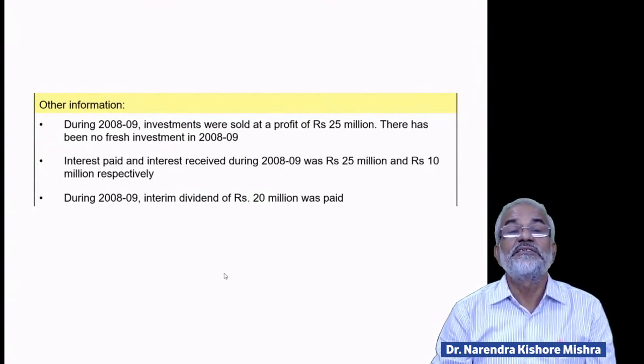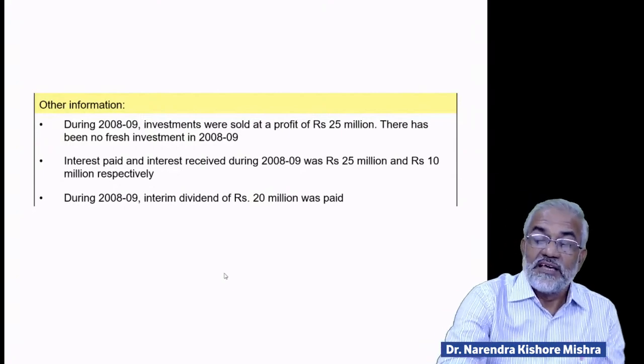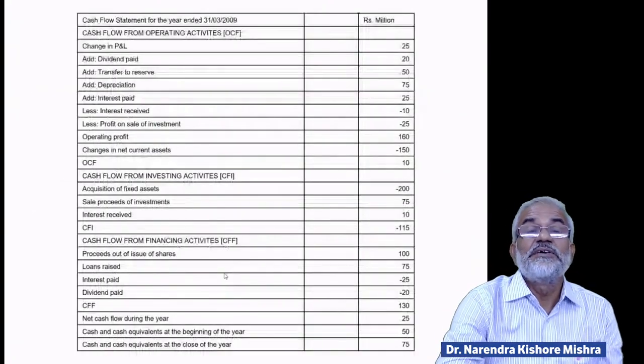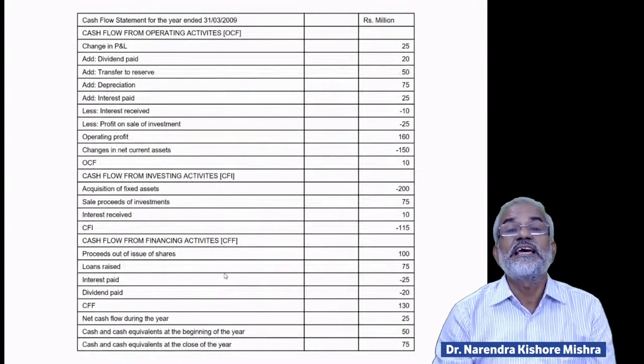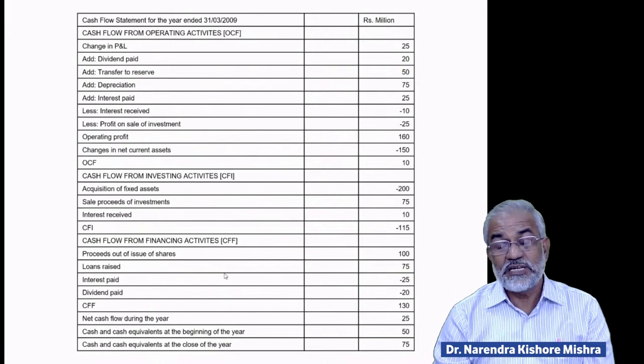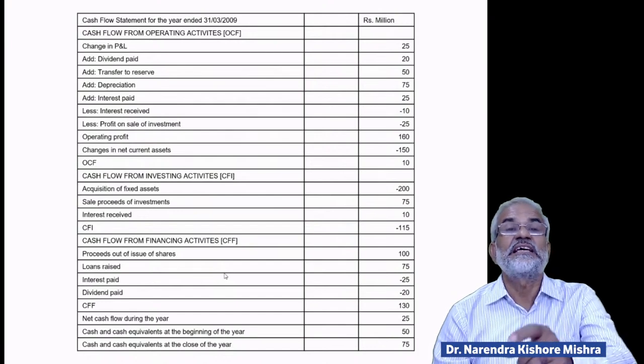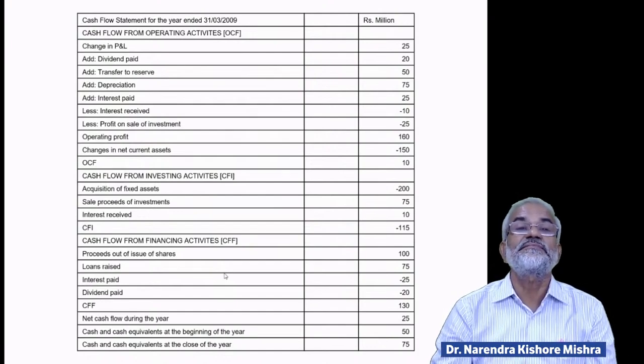The second adjustment says that interest paid and interest received during 2008-9 were 25 million and 12 million respectively. During 2008-9, an interim dividend of 20 million was paid. Taking the figures given in the balance sheet and the additional information, you prepare the cash flow statement, which has to be prepared only on three segregated activities: operating, investing, and financing. The cash flow statement would be like this.